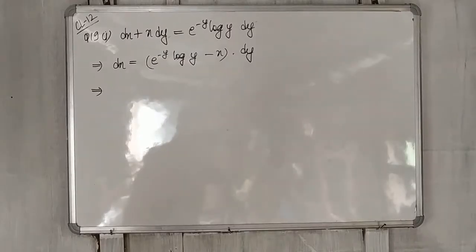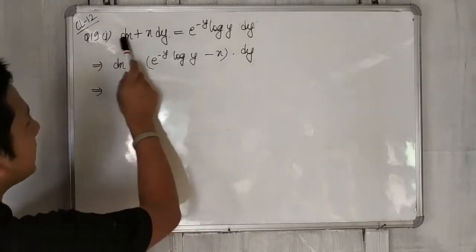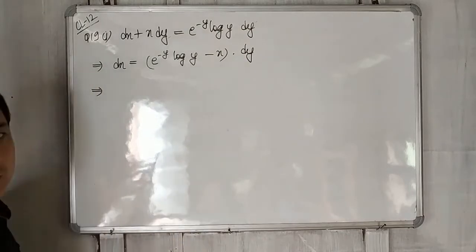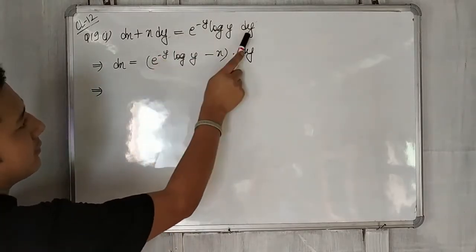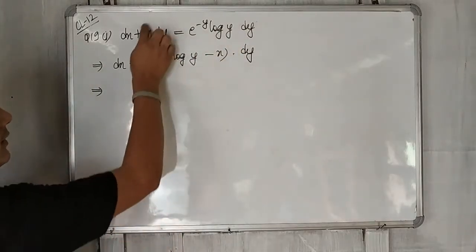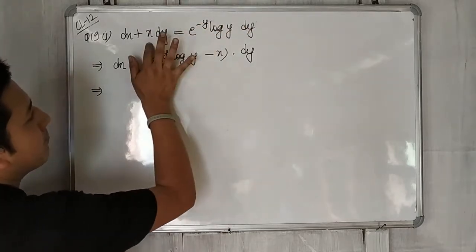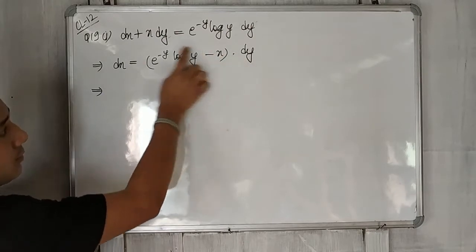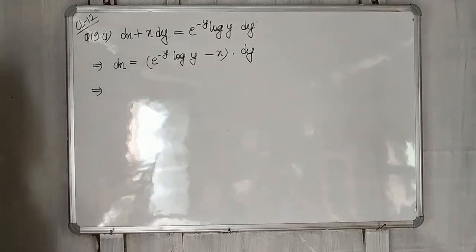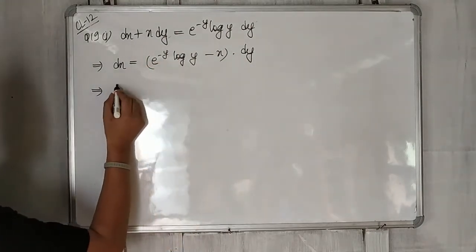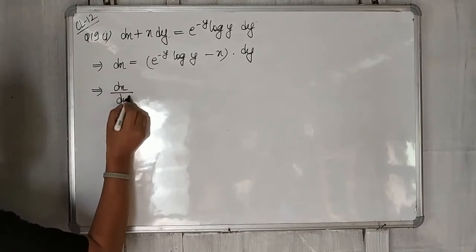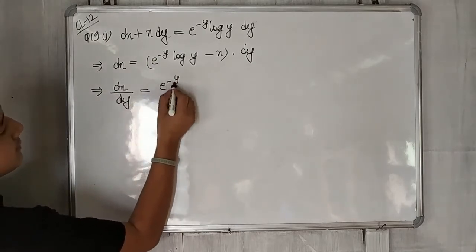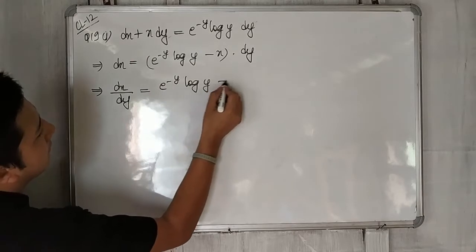Alright, we move to question number 19 part 1. In 19 part 1, this is the equation given to us. So clearly we can see here is dy, here is dy. So what I'm doing is I'm taking this part to the right hand side. It becomes minus x dy, and after that I'm taking dy common. So clearly from here it's easy for me to find the value for dx by dy, which is e to the power minus y into log y minus 1.